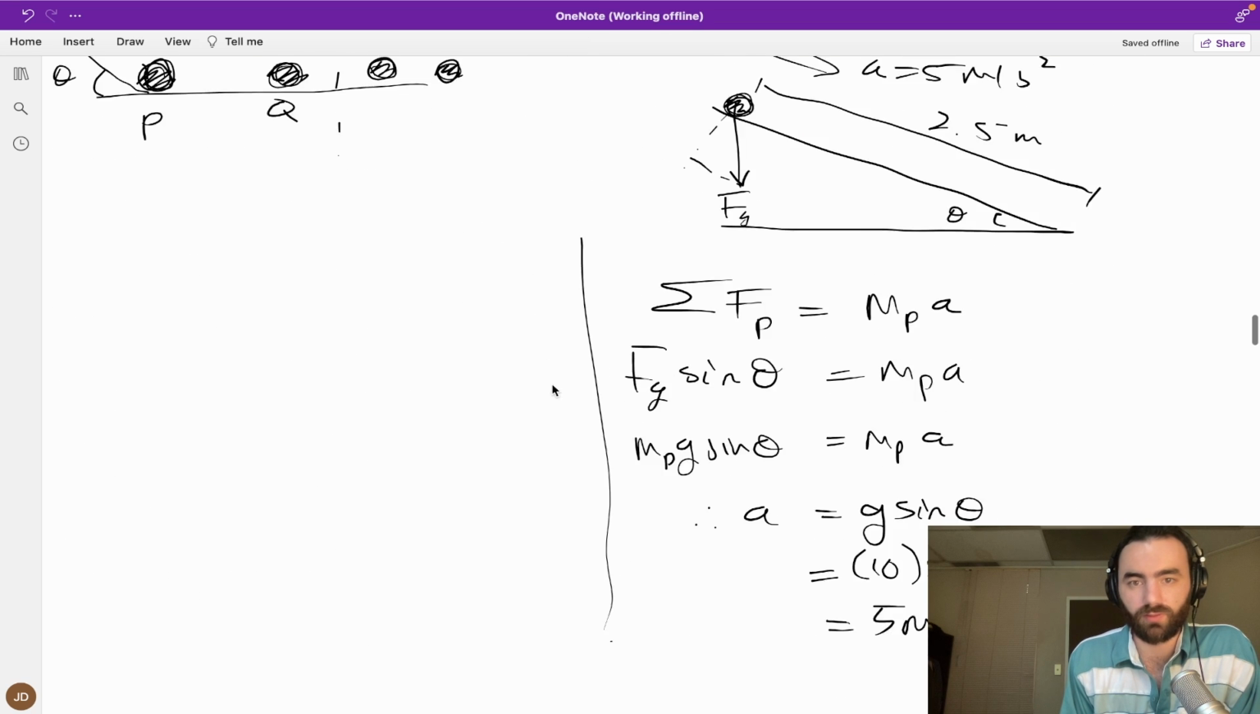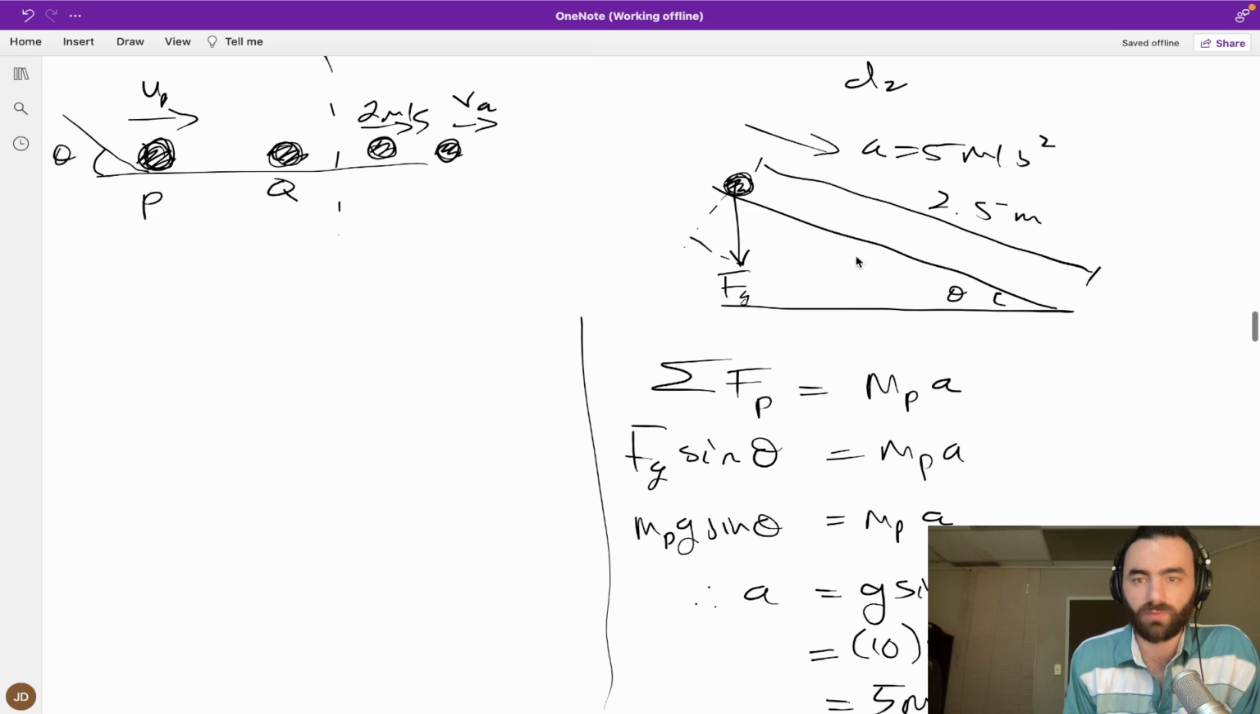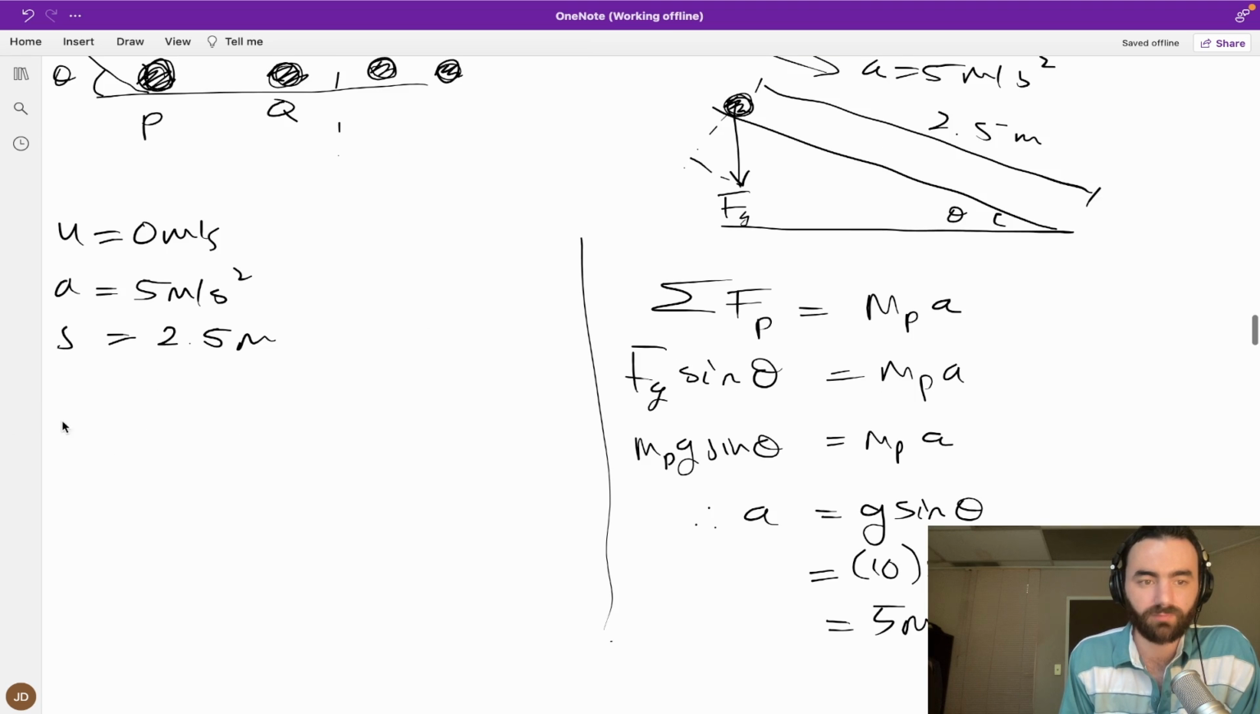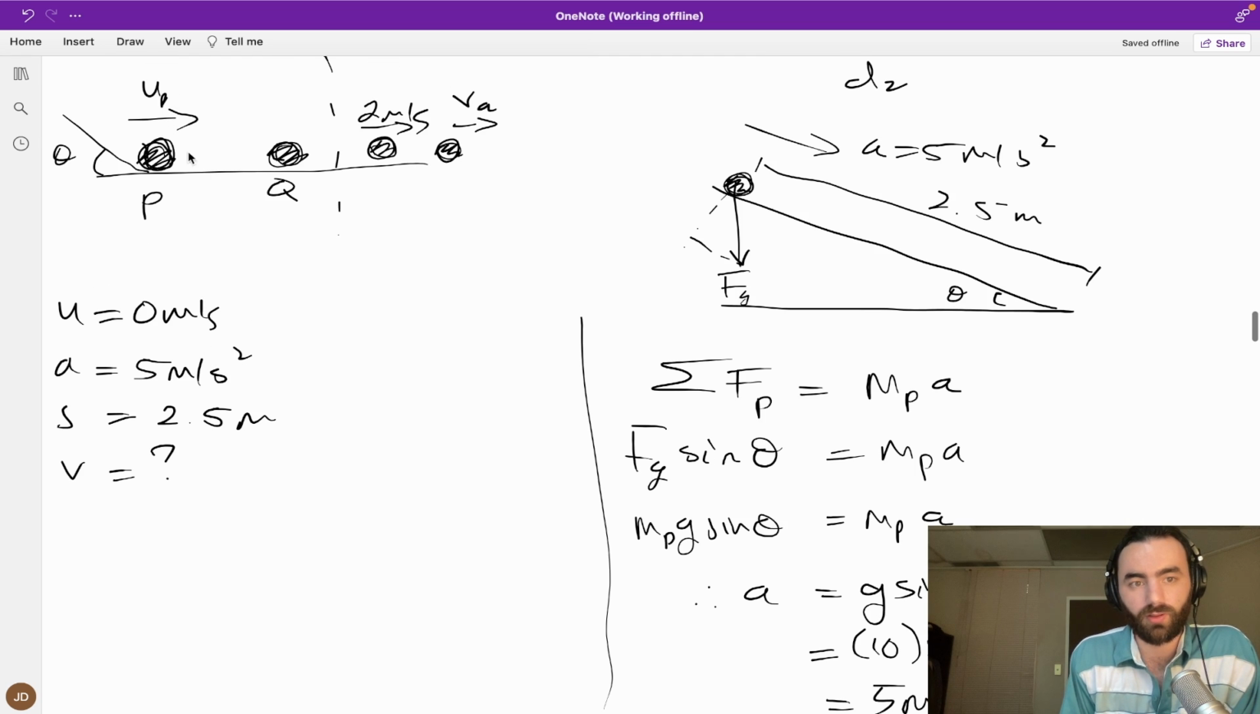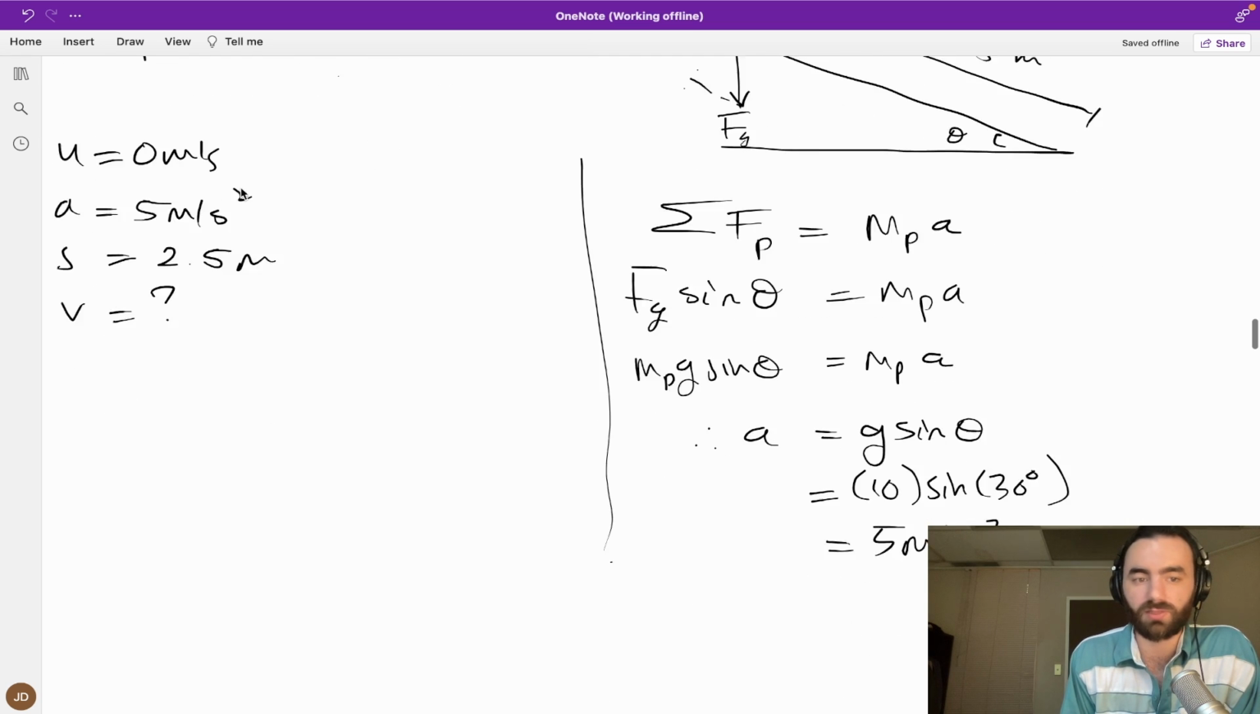Okay, so it's kind of like a side note. Sorry if this is a little messy. The speed at the bottom of the slope will be v. We have the initial speed, because it starts at rest, is 0 meters per second. The acceleration down the slope is positive 5 meters per second squared, and the displacement to the bottom of the slope is 2.5 meters. We want to know the final velocity, so we can know what the velocity of P is when it collides with Q.